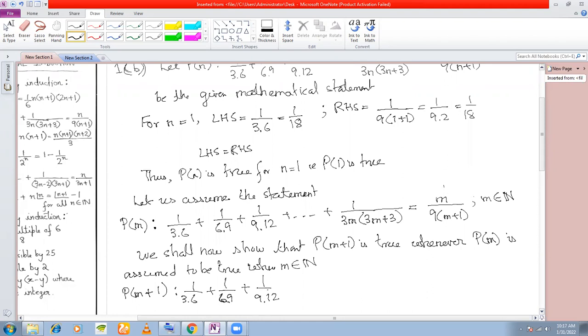Now you may wonder why I'm doing so much of writing. This is actually to show you which statement I am assuming and which statement I need to prove. So it is better if you do so much of writing. Otherwise, you will get confused which one to assume, which one to prove. So you have Pm plus 1 as this is the mth term, right? What is the m plus 1th term? There's an extra term in Pm plus 1: 1 by thrice m plus 1 into thrice m plus 1 plus 3.